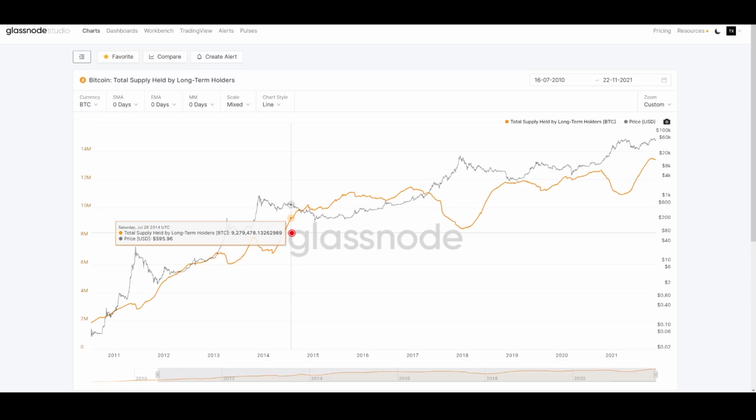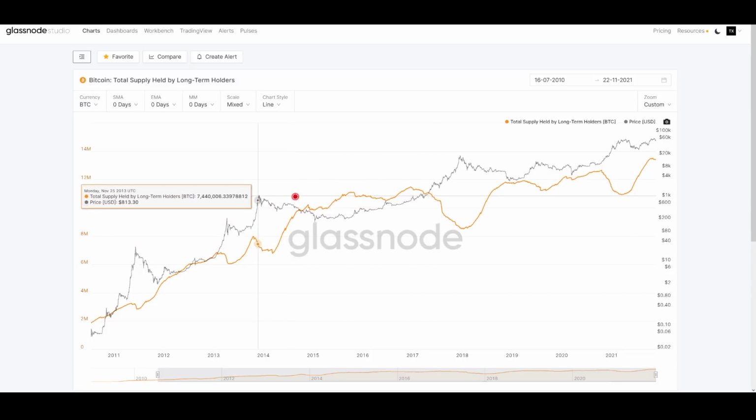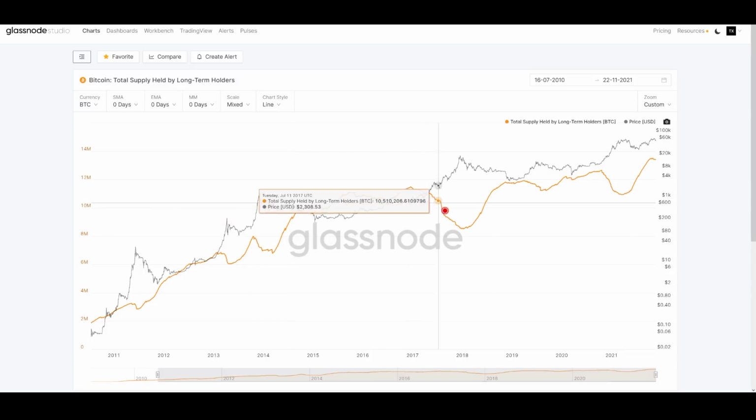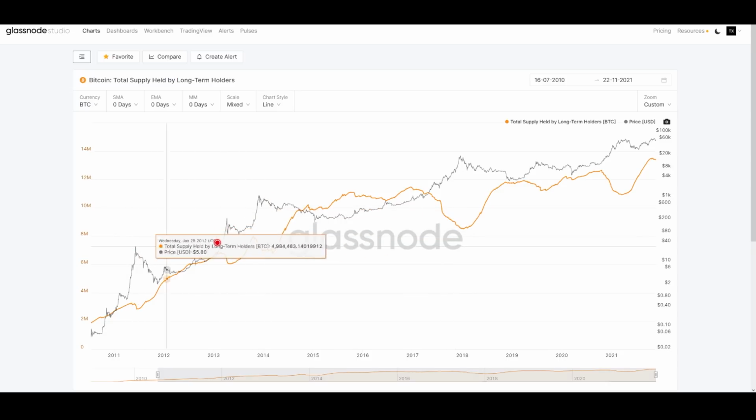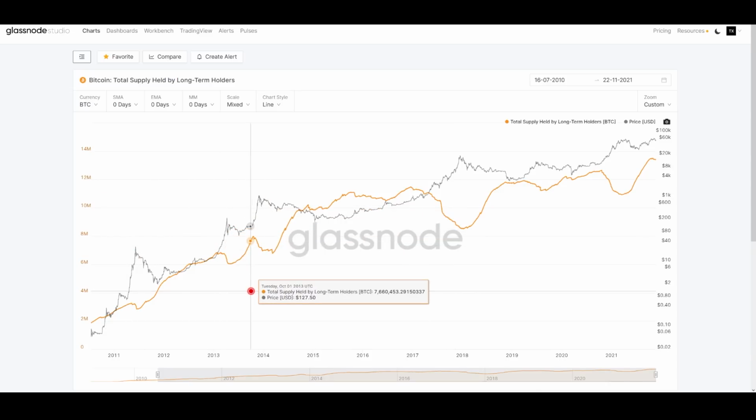But what usually happens is that when price breaks a previous all-time high, long-term holders start distributing very heavily. They've done this in every previous market cycle. I wrote an article about this on glassnode.com called Follow the Smart Money, and I'll leave a link in the description below for you to dive into that, see some of the cool charts that I created, and I explain this process of long-term holders cycling in and out of supply.